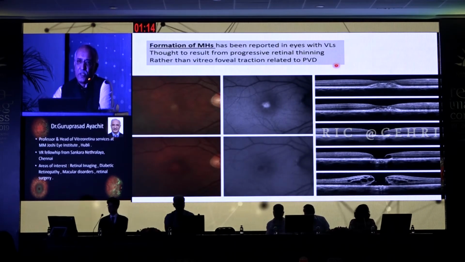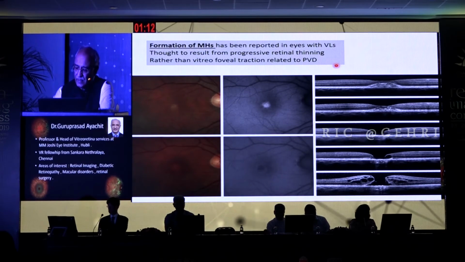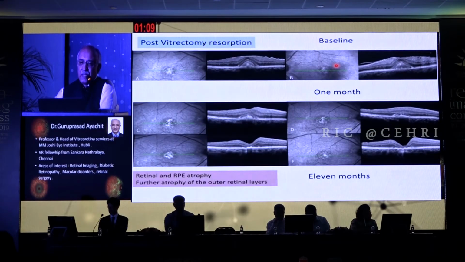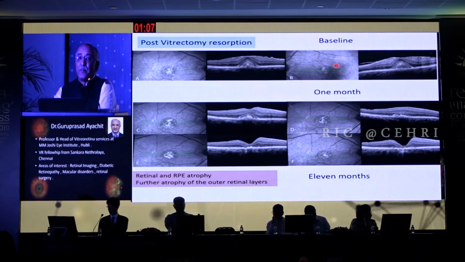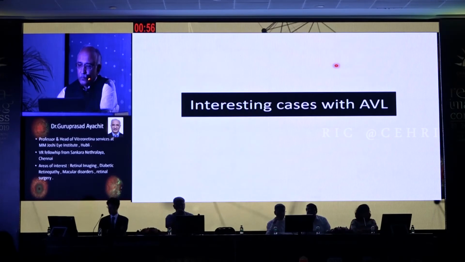So formation of macular holes is also known to be associated with AVLs. So this is another interesting finding, post-vitrectomy resorption. They found that over a period of 10 months, there was a slow resorption of the AVL material with resultant decrease in vision because of atrophy. Some of our own interesting cases.